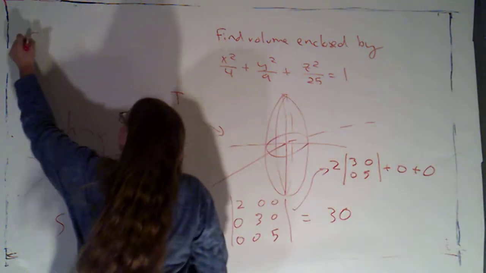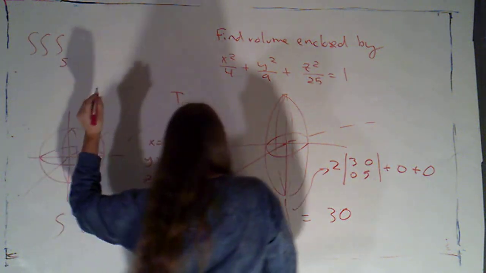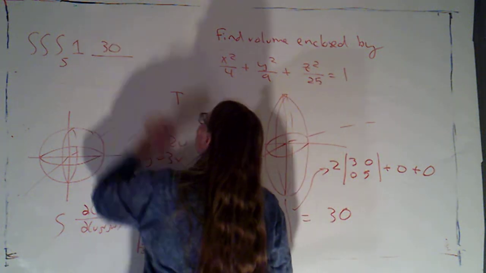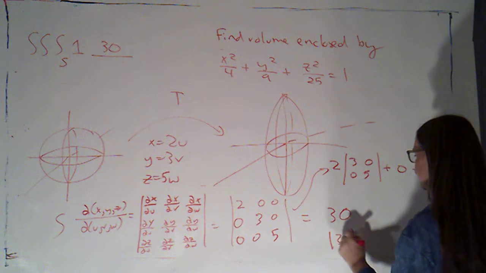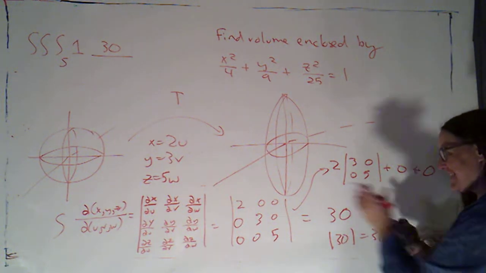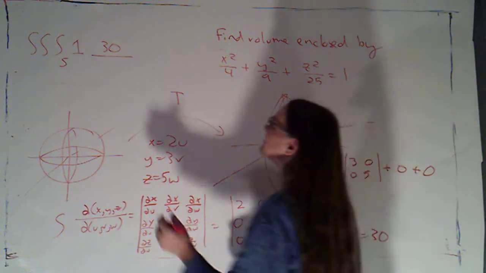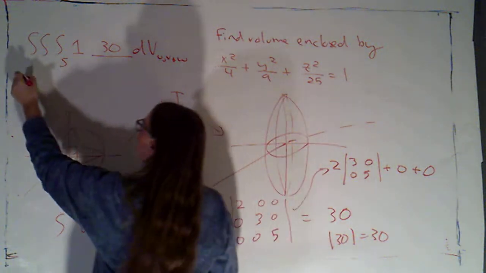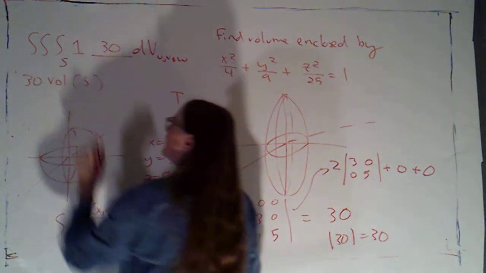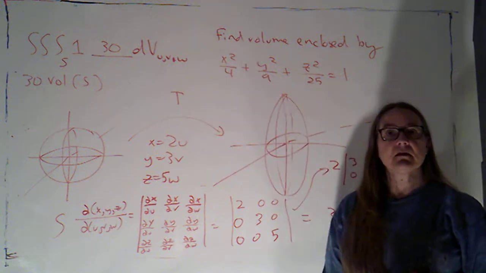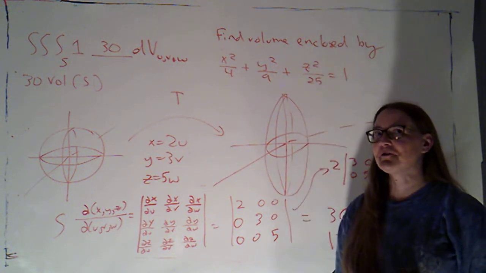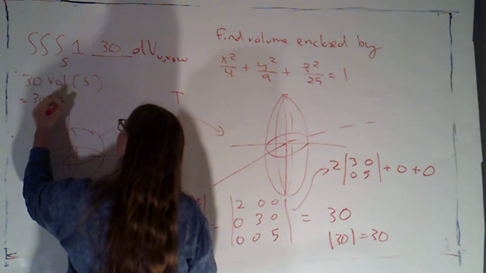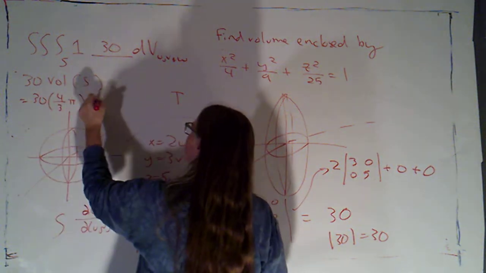So we're going to have the triple integral over S of, our integrand was 1. That's not changed. My scaling factor is 30. Let's actually remind ourselves that the absolute value of 30 is 30. We're taking the absolute value of that Jacobian. And then this is dV in the UVW system. Well, that's just 30 times the volume of S. Now, to find the volume of S, I know that it's 4/3 pi times the radius cubed. And since the radius is 1, that's 4/3 pi. So this is just going to be 40 pi.